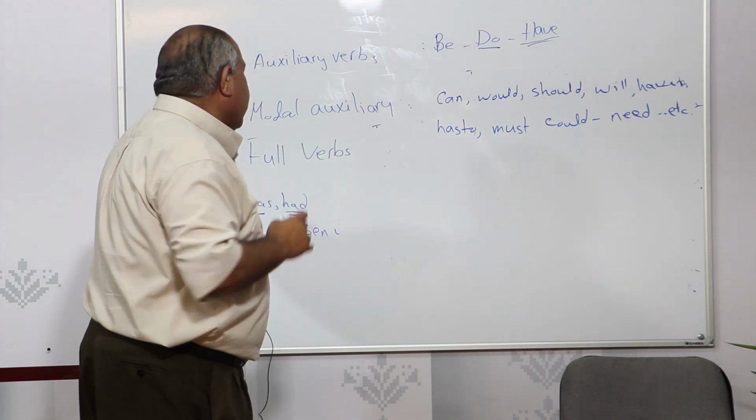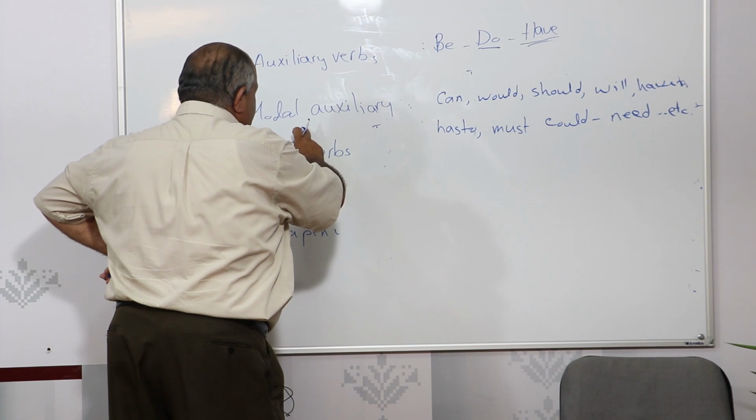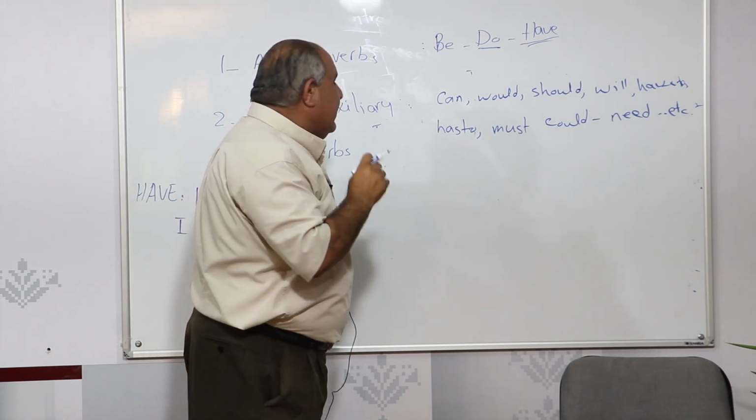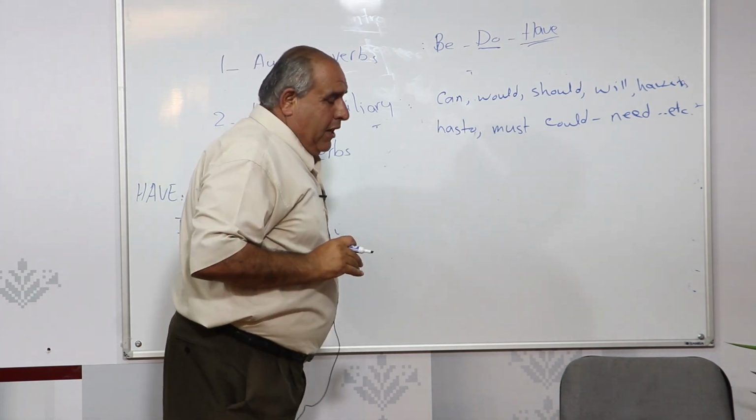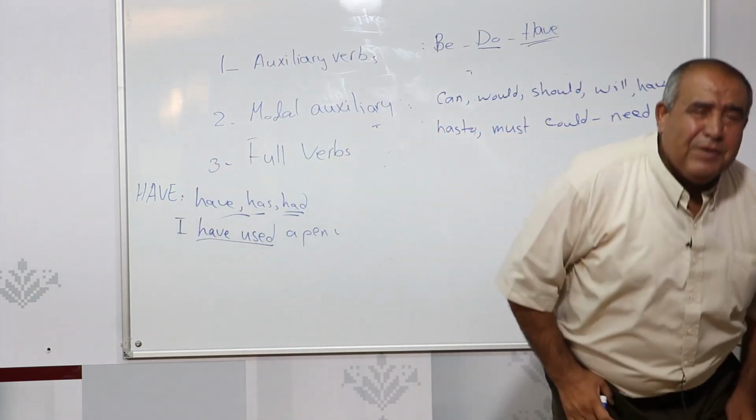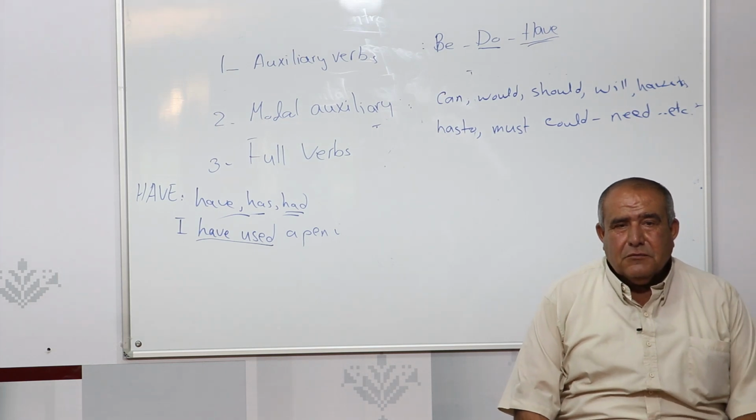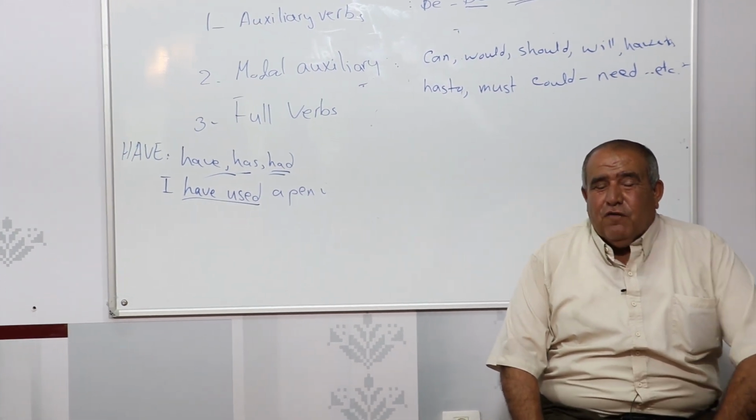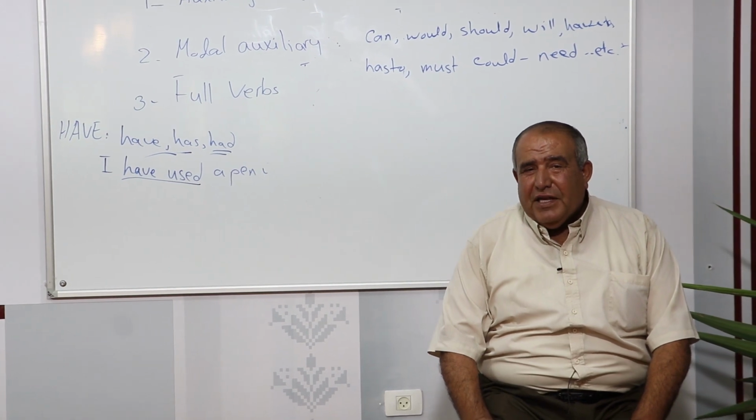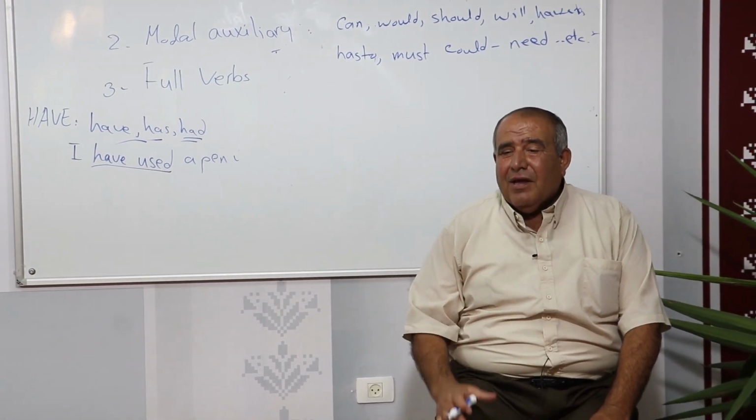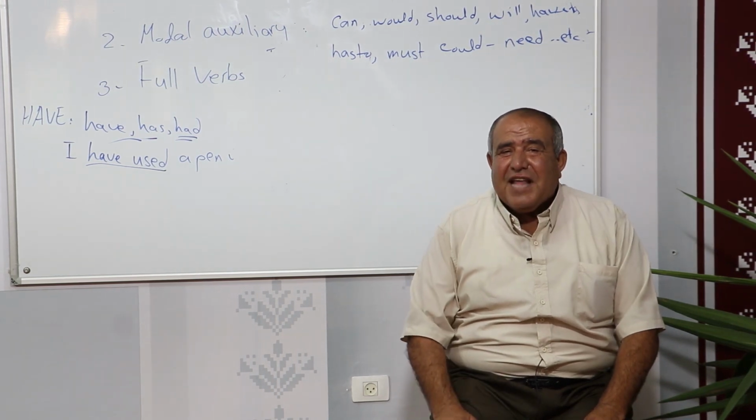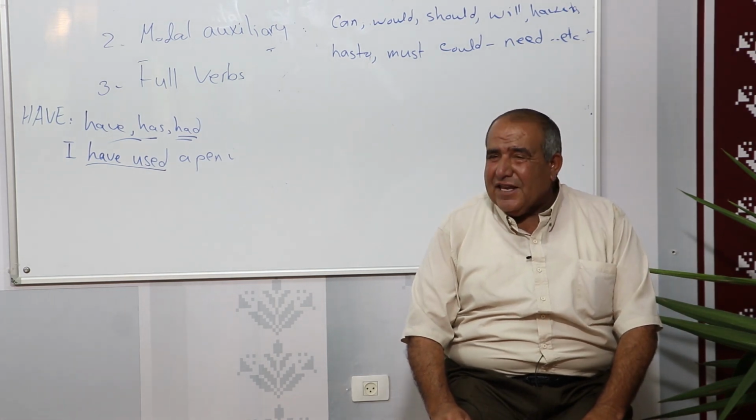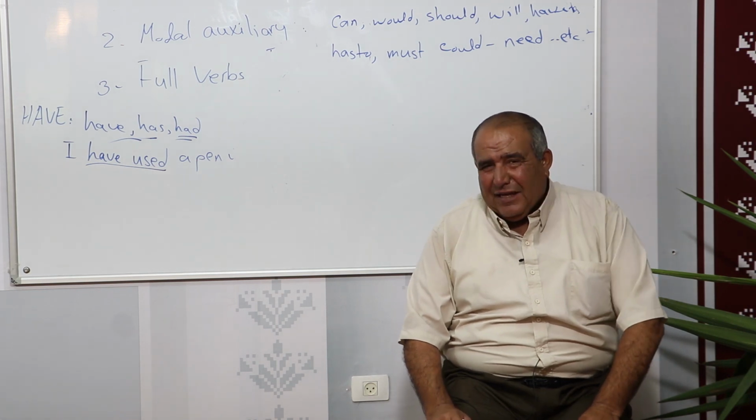Now, modal auxiliary verbs differ from auxiliary verbs in one thing, which is that these have their own meaning. So if we ask, for example, what is the meaning of the verb be? Be has no meaning. If we ask what is the meaning of the verb to have, when it is used as an auxiliary, it doesn't have a meaning. But if we ask what is the meaning of the verb can, we say can expresses ability.